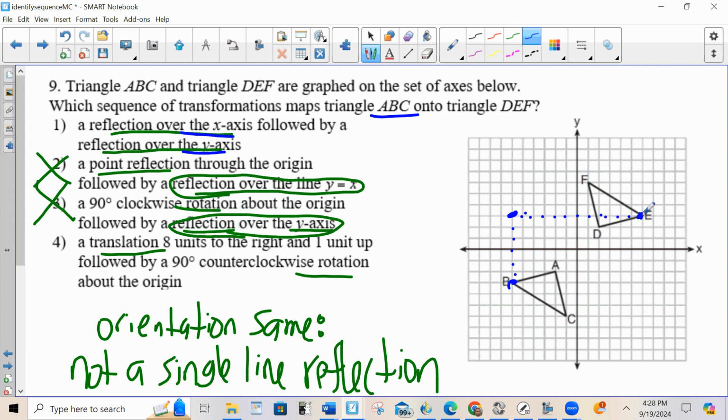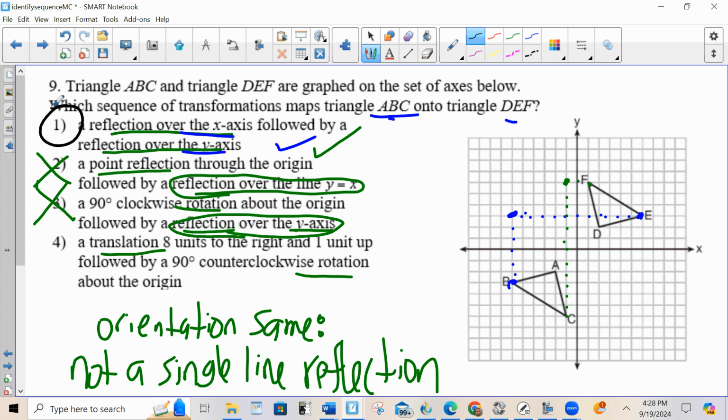Did it land on the point that it was supposed to land on? Does B correspond to E? Yes. Looks good. If I want to be sure, I could pick another point. Let's pick C. Reflection over the x, 1, 2, 3, 4, 5, 6, followed by a reflection over the y. Yup, C landed on F. I'm confident. I'm going for that.